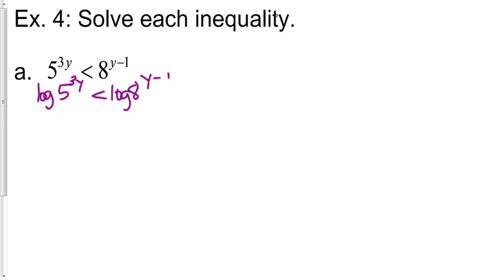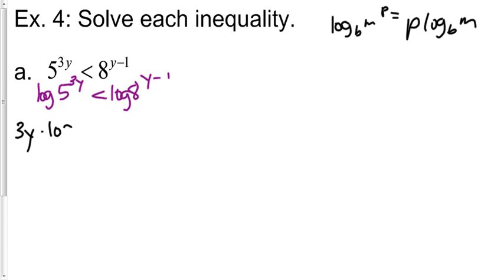Now, using property number 3 that we wrote down at the beginning of the week, here's the property, by the way: if you've got the log base b of m to a power, you can bring that power up in front. That's the property that I've been using. So 3y, the power, comes out in front: 3y times the log of 5 is less than y minus 1 comes out in front, but you do need parentheses around that one, y minus 1 times the log of 8. Now the issue we run into again is that you've got the y's on both sides and they're involved with the logs here.